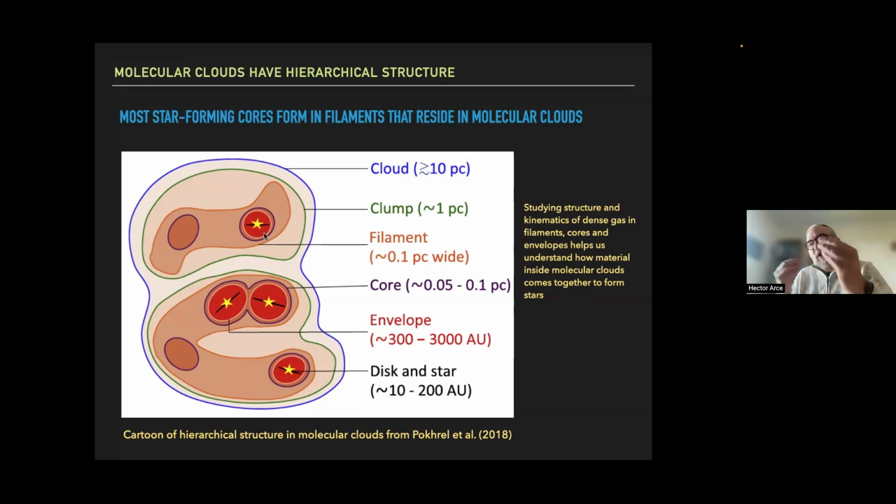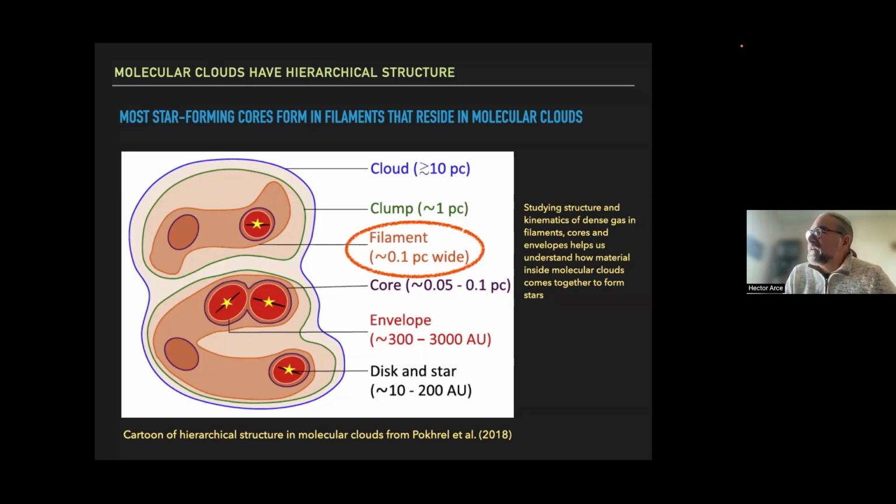And so studying the structure and the kinematics of the gas at all different scales allows us to understand better the processes that take place in molecular clouds that allow the formation of stars and the impact that the stars themselves have on their surroundings. So that's what mostly I do with the observations that I take.